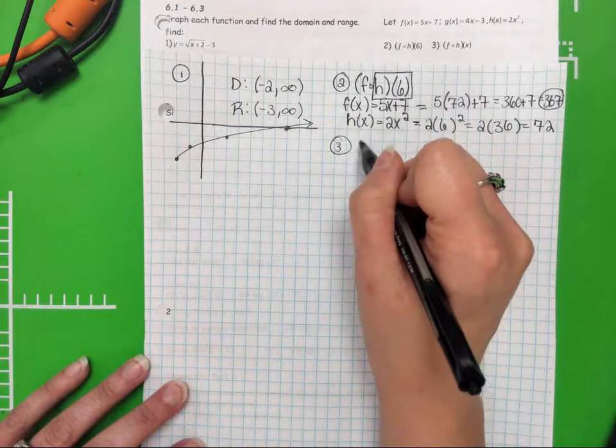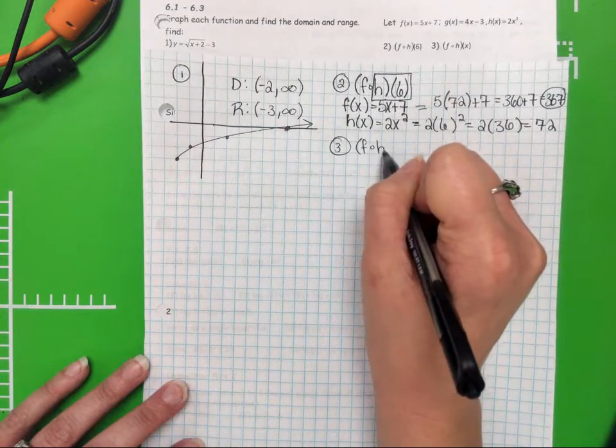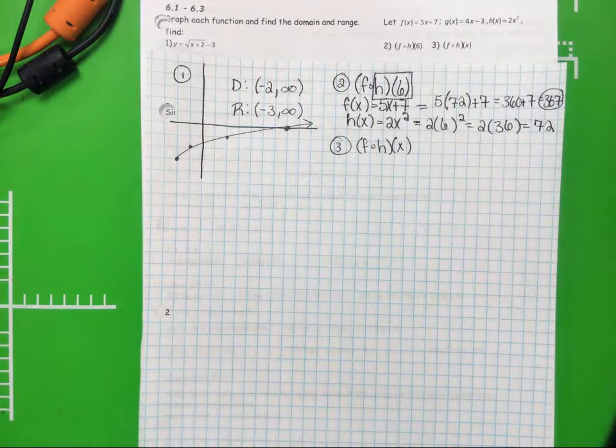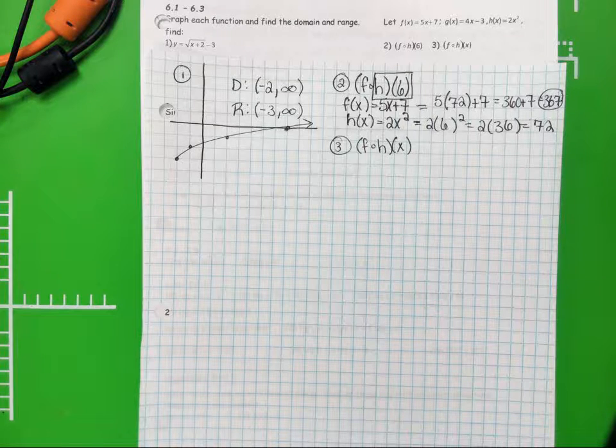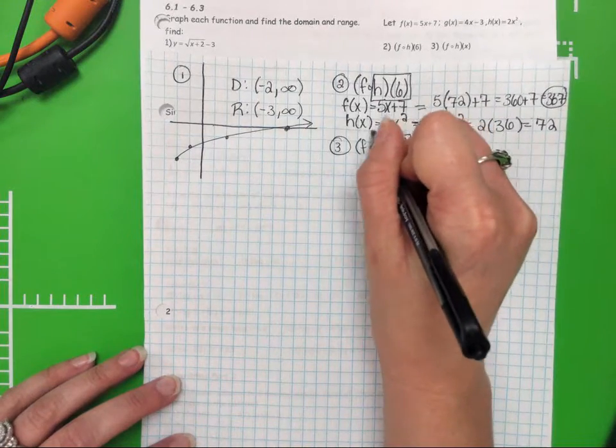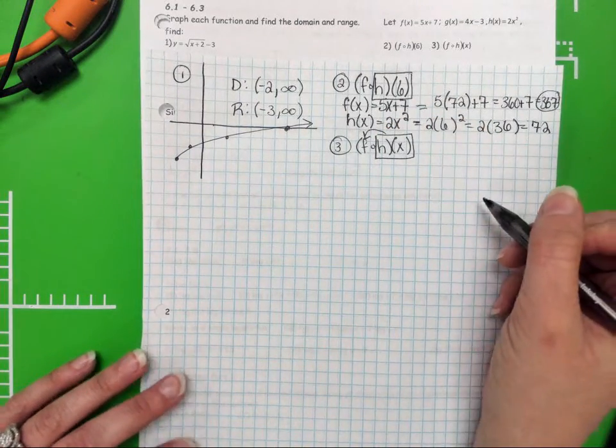All right, number 3 is the same exact thing. It's f composition of h of x. This time we're going to plug all of one function into the other one. Which one are we going to plug into the other one? H of x. All of h of x goes into f of x.